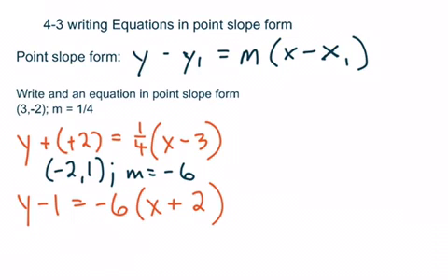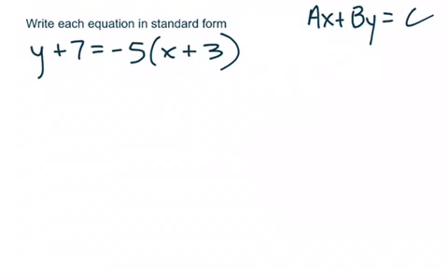You're writing point-slope form. Now the next thing we're going to look at is actually writing these from point-slope form into standard form. As we've already discussed, standard form is ax plus by is equal to c, and you have to make sure that you meet all three criteria for it to be written in standard form.